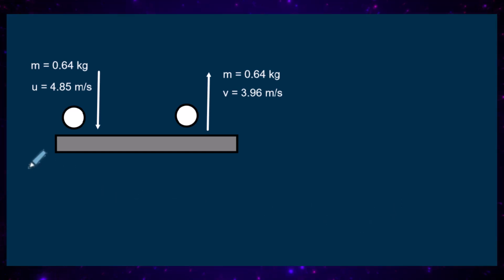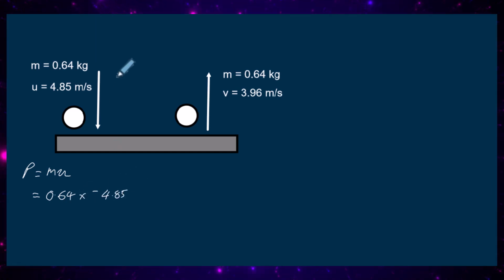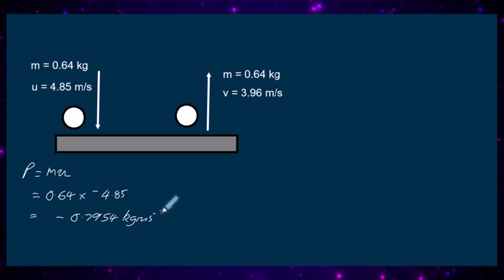So the momentum before, p equals mu, is easily calculated, and this time it's going to be 0.164, and you have to multiply it by minus 4.85. Remember, the velocity down the way is negative. So we multiply that out, we get an answer of minus 0.7954 if you do that in your calculator. Units for momentum are kilograms metres per second.